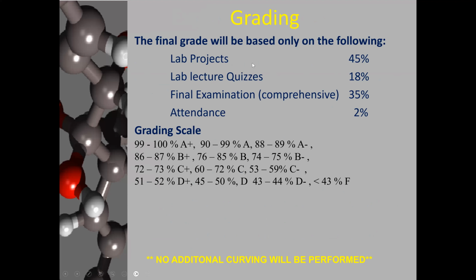How will you be graded? The lab projects include the pre-lab video assignments, the Labsters, simulations, the data pages, and the post-lab assignments. All of this is worth 45% of your final grade. The lab lecture quizzes are 18%, the final exam is 35%, and of course attendance is 2%. So it's very important that students complete the pre-lab assignments, the post-lab assignments, and the data pages, because this is the big chunk of your final grade.